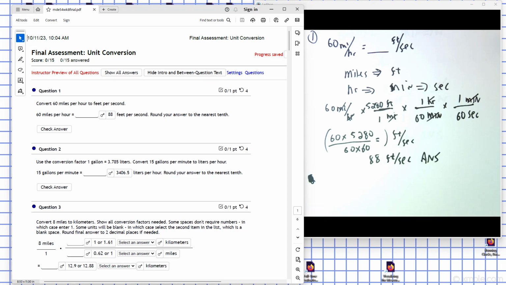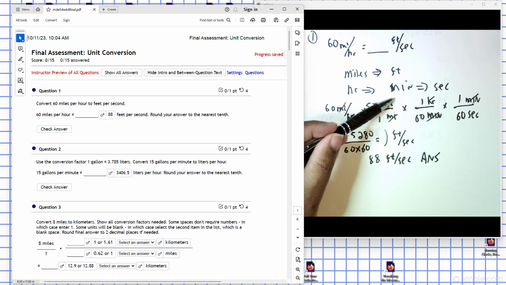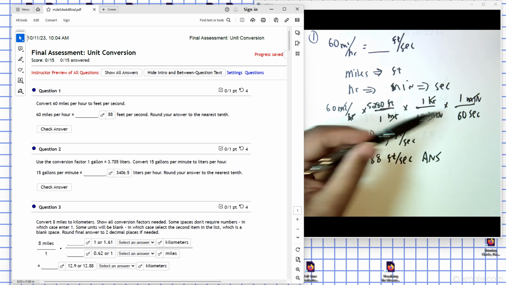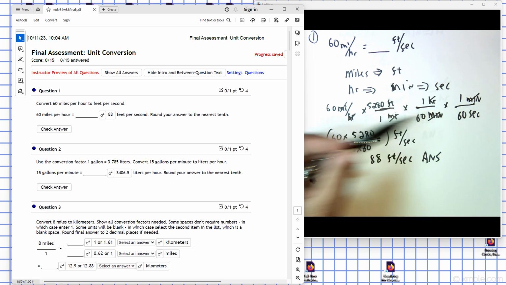So in this first one, I'm trying to convert miles per hour to feet per second. You can see it here. So I'm going to convert miles to feet, and hours to minutes to seconds. So I do that first. So I convert miles to feet. And then I convert hours to minutes, and then minutes to seconds.